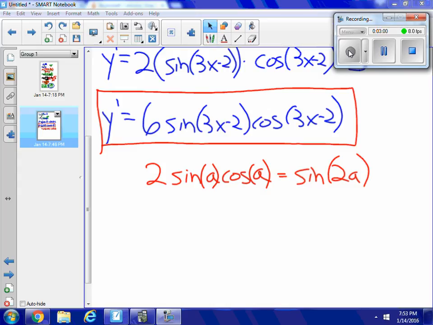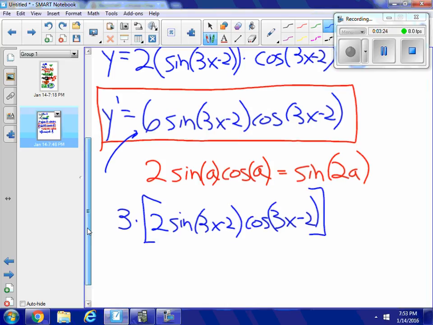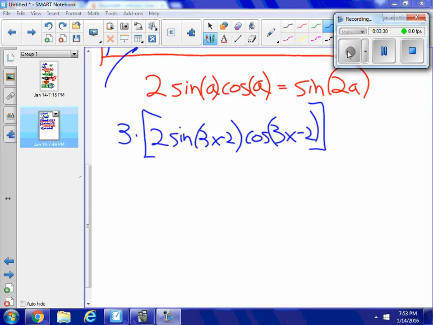well, this is the same thing as 3 times 2 sine 3x minus 2 cosine 3x minus 2. So I have the same argument for both the sine and the cosine, so I could actually change this into 3 times sine of 2 times 3x minus 2.